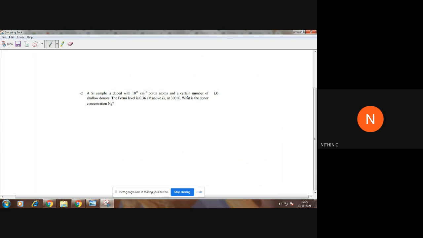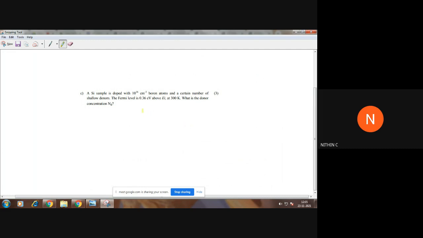What is the donor concentration ND? How will you do this question? And here the reference that you can take is, you are told that the Fermi level position is 0.36 electron volt above EI. If you are drawing, how will you say that?